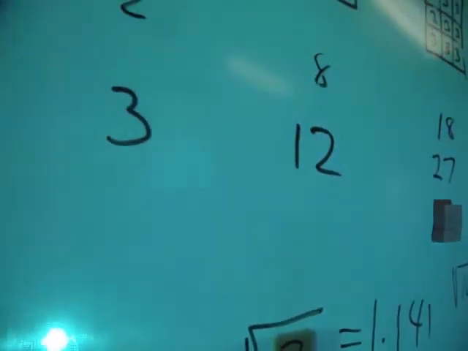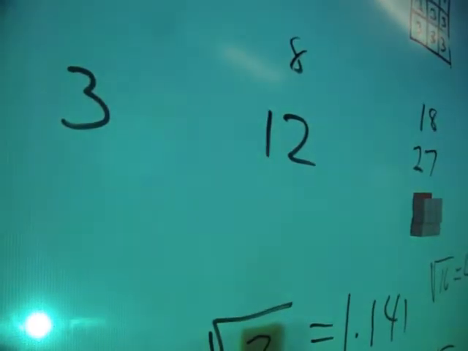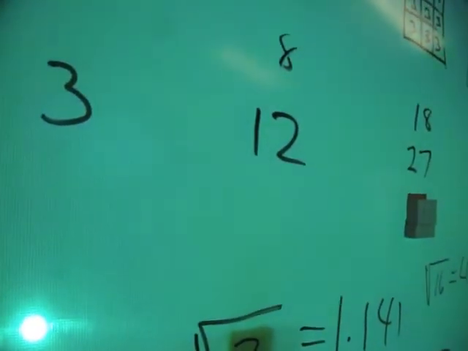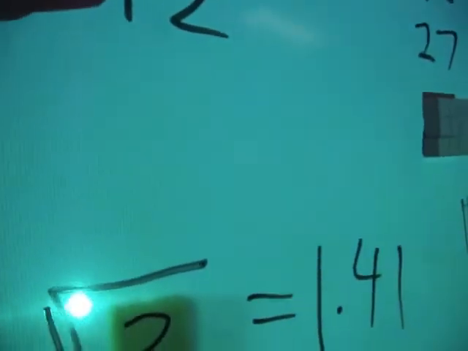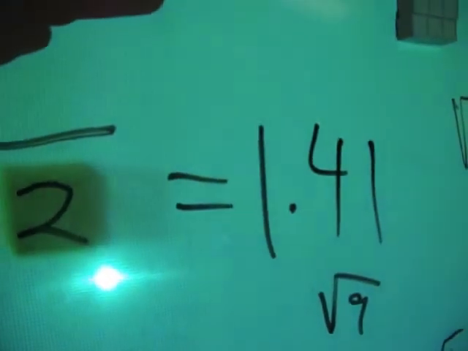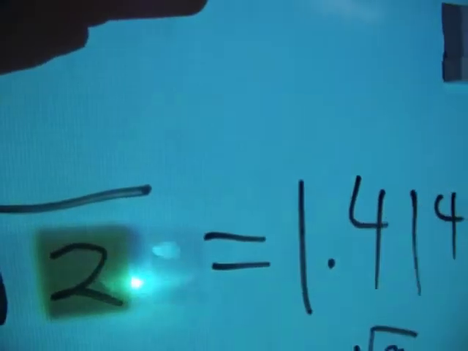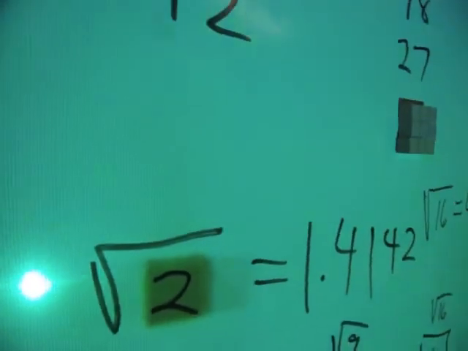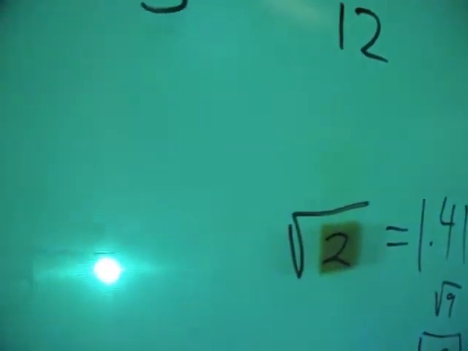1.41. You tell me. Wait a minute. What is it? 1.41. I'm dyslexic. 1.41. Where'd it go? There it is. 1.41, 42, 1, 3. All right, and it goes on forever. That's a radical. Goes on forever and ever. So you know what's the easy thing to do? We just call it square root of 2. Square root of 2. Right?